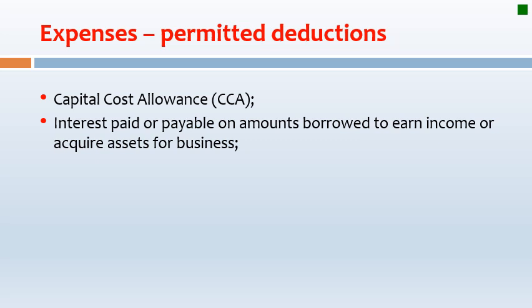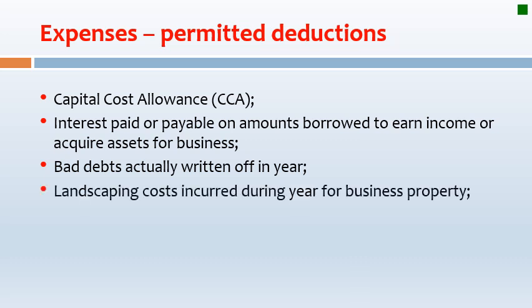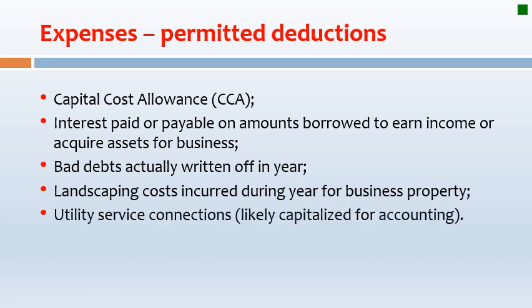Any interest paid or payable on any amounts borrowed to earn income or acquire business assets, interest is a permitted deduction for tax purposes. Any bad debts that are actually written off during the year, as opposed to, for example, an accrual for bad debts, this is bad debts written off during the year, actually written off when you determine you're not going to be getting the money back. Those are deductible. Any landscaping costs incurred during the year for business property, those are deductible as well. Utility service connections, generally you would capitalize that for accounting, so it's something that you can deduct for tax purposes, although this is a little obscure. We're a little into the weeds here.